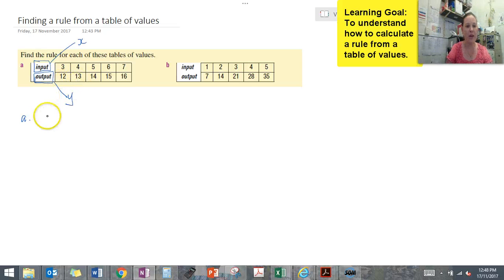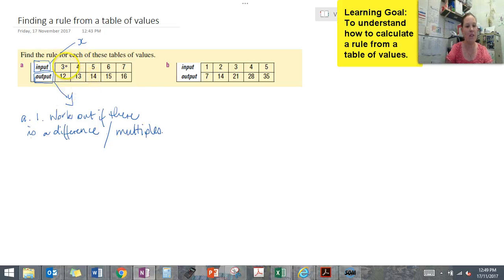So one of the ways that we can look at our rule is we can work out if there is a difference. So that's one strategy we can use. Otherwise we can work out if they're multiples. So that means that they divide into each other, or you can multiply the input by a number to get the output. Sometimes they might be a combination of those as well.